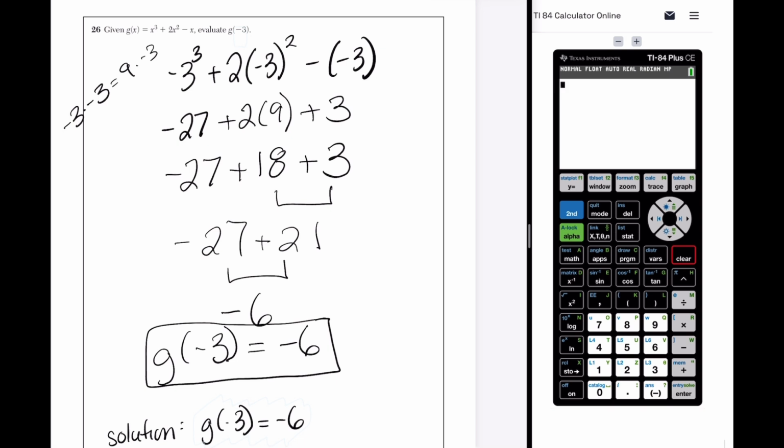This is also a place where if you needed to use your calculator, you could, but make sure that you are not using your calculator just to get the final answer and writing negative 6. So I would just use it for the small parts, like negative 3 to the third power, I would double check that with my calculator and then just write that down.